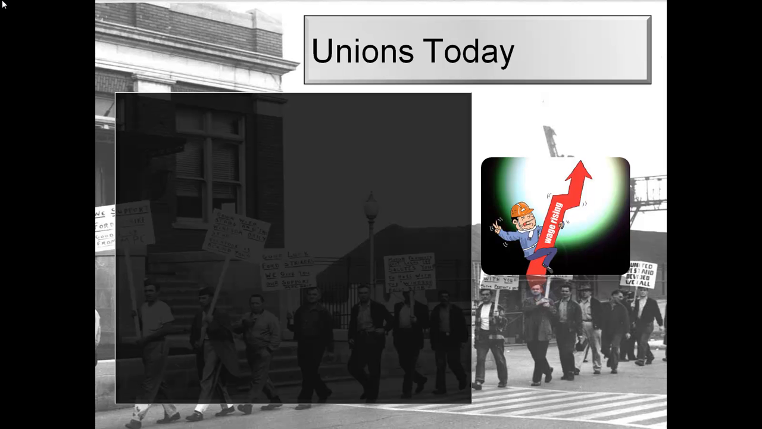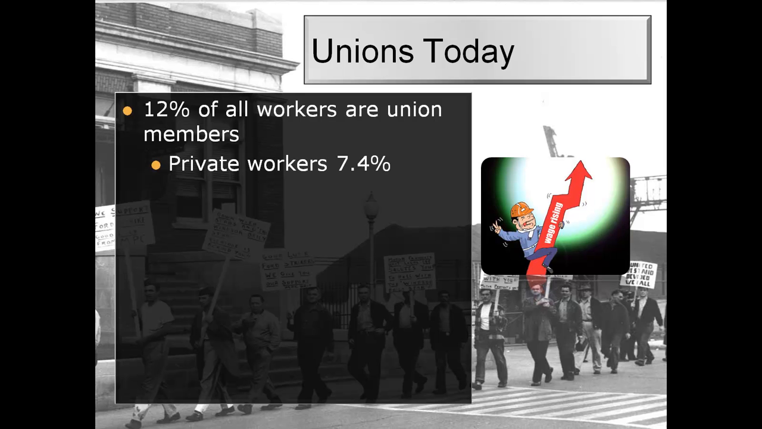Now, union membership today is very political, and this is because of who's in the union. What we see is only 12% of all workers are union members, meaning 88% of all employees in this country do not belong to a union. So we don't necessarily see a lot of sympathy for union members nowadays. Of that, private workers, in other words, people who work for companies, 7.4% of all private workers are in the union, which means, again, 92.6% of all workers in the private sector are non-union workers.